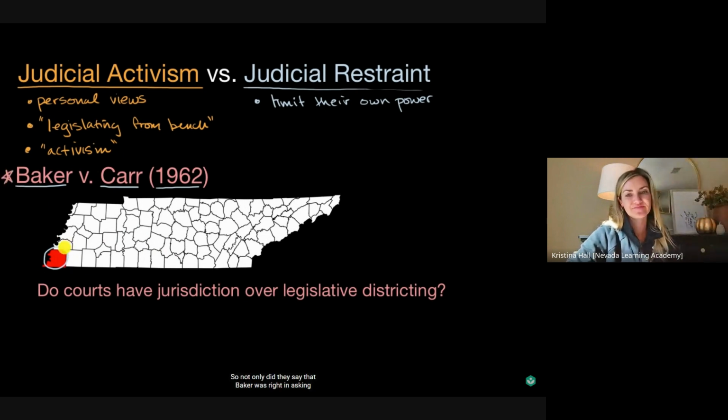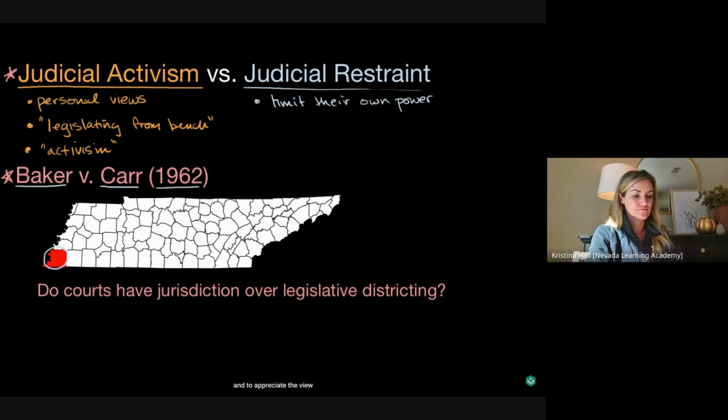So not only did they say that Baker was right in asking for this redistricting, it had huge implications in saying that yes, courts like the United States Supreme Court do have jurisdiction over something that was officially a legislative duty, telling the legislature that, look, you've got to do this, because by not doing this action, by exercising your discretion there, you might not be allowing everyone to have equal protection. Many have argued, including the two dissenters to the opinion, that this was a form of judicial activism. It increased the power of the judiciary.